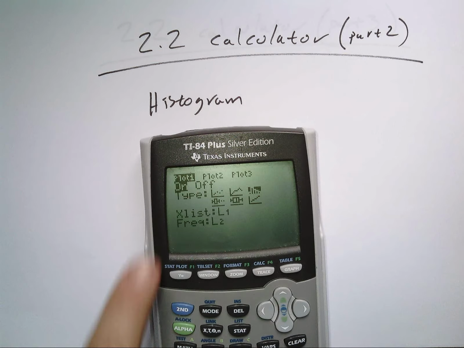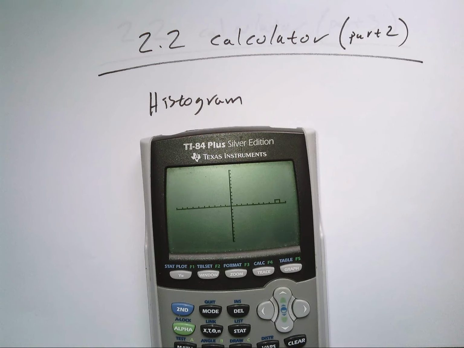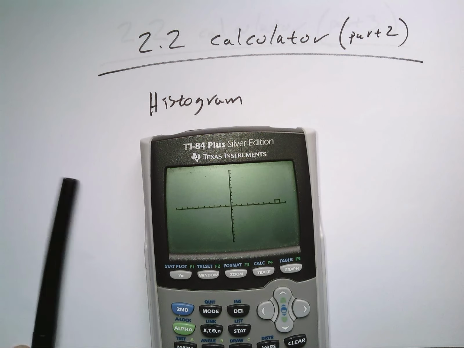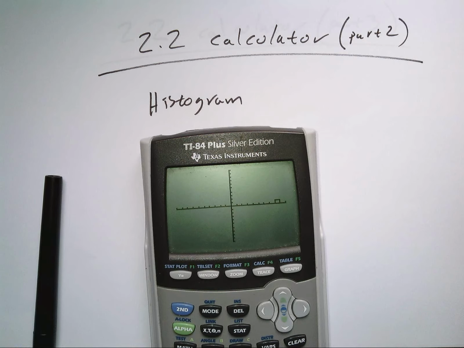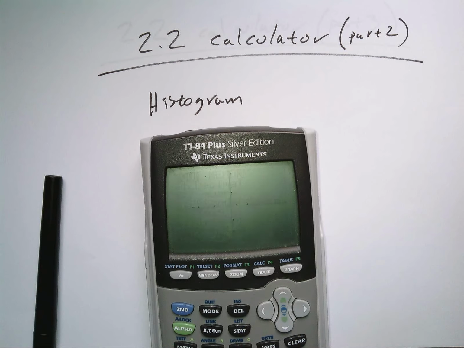After yours looks like mine, I want you to hit graph, and you'll notice it looks like garbage. And it is. We're going to have to adjust this window. Now, there is a built-in zoom function for statistics. Hit zoom, go down to number 9, and hit enter for zoom stat, and your graph will look like this, and your graph will be wrong. Now again, if you're doing raw data and you're doing your own stuff, you can use what the calculator or Excel spits out, but this is not matching the data we entered.